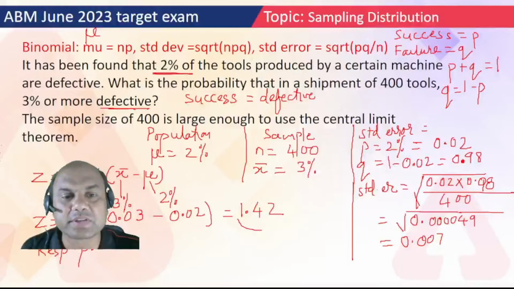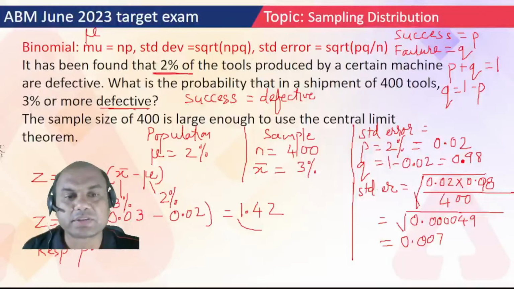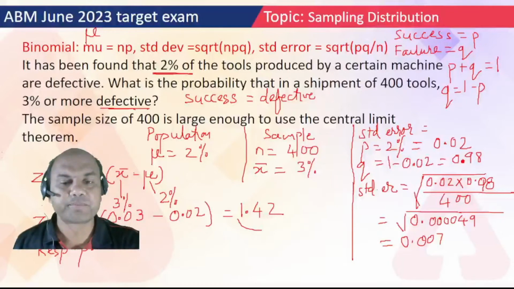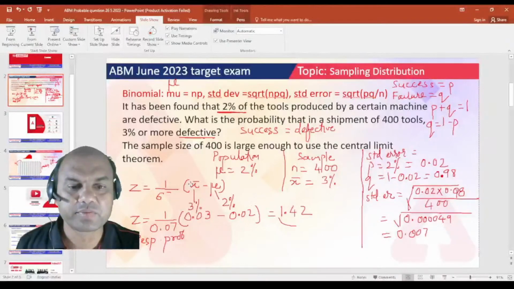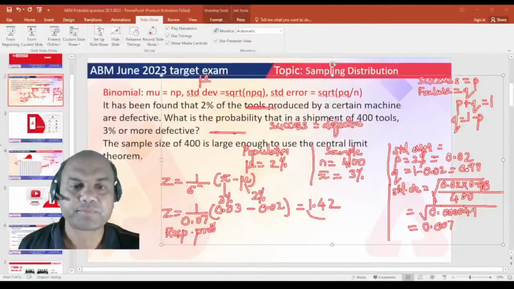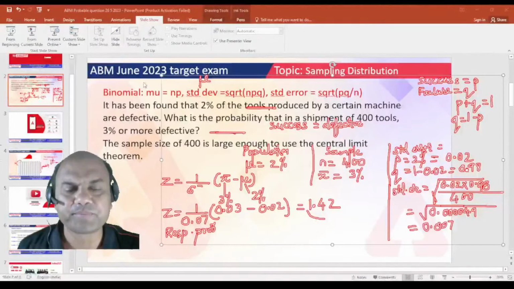So z, you have got this: 1 upon sigma dash into x bar minus mu. Then for z, I have put the values. Sigma dash was what we found out, 0.07. So use this: 0.03 minus 0.02. I got 1.42. From there I found out the probability. That probability was 0.9 something. Again in the table we'll see, it is 1.42, so 0.922. Able to see this? So let's write 0.922. This is my respective probability. So always remember the steps: first find the standard error, then find z, then find the probability.